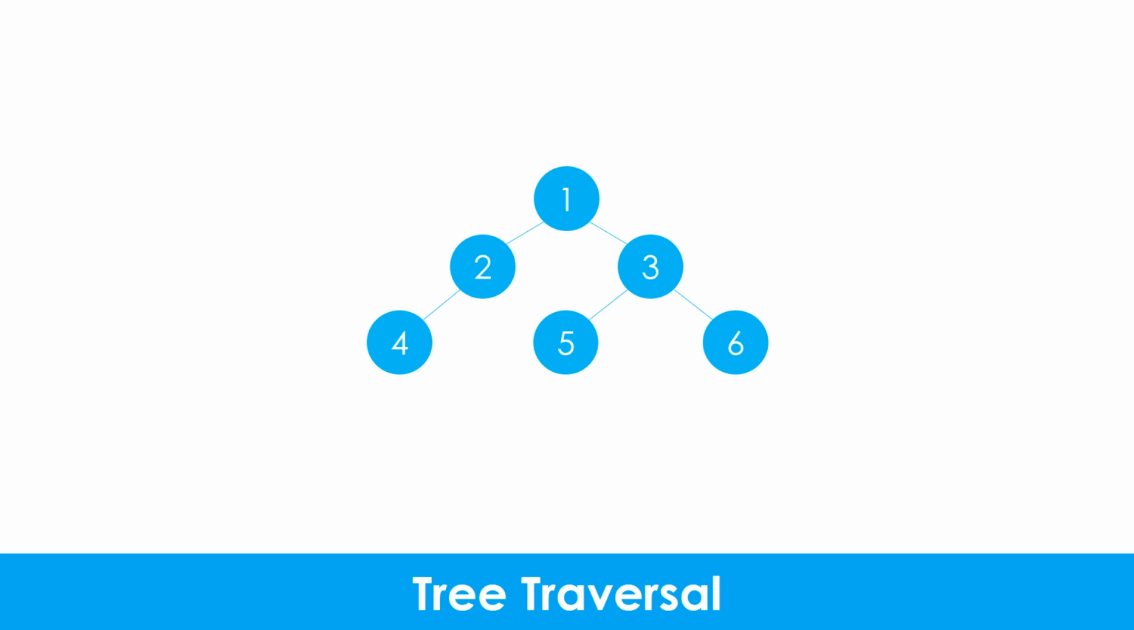In breadth first traversal, each level is explored until all nodes have been visited. So we start with 1, 2, 3, 4, 5 and 6.